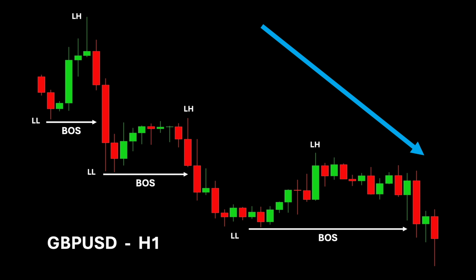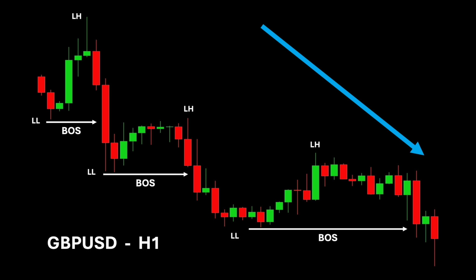Now let's look at a real example of bearish break of structure on GU 1 hour. You can see here the market was making a series of lower highs and lower lows, a clean bearish structure. Then at each swing low, price breaks below it. That's a break of structure. Then another, then another. Each break of structure confirms the same thing. Sellers are still in control. The trend is strong and continuing downward.